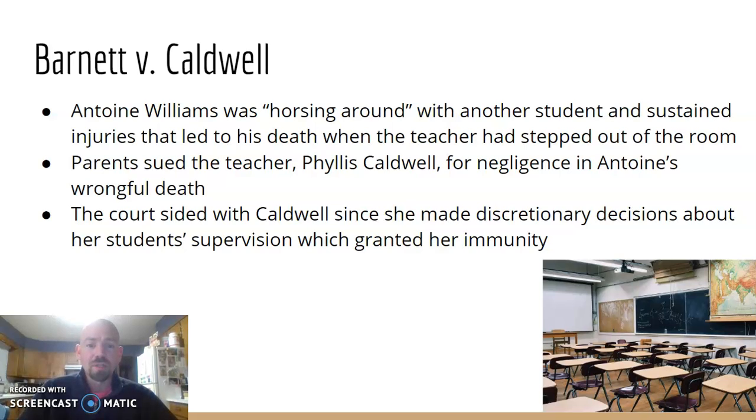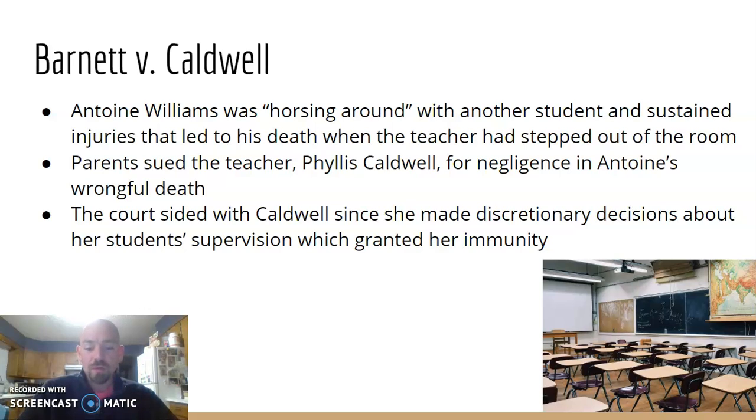The parents sued the teacher for negligence since she was out of the classroom at the time of Antoine's fall and subsequent passing. But the court did side with Caldwell on this one since she made discretionary decisions about her student supervision. They said that granted her immunity, and in more common English, the discretionary decisions mean that she had the right to step outside of the classroom and ask another teacher to supervise, and that was within the bounds of her teaching, and she was okay to do that.